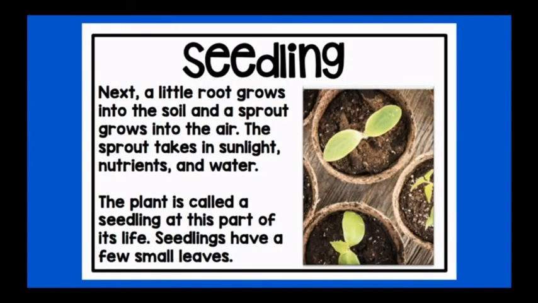Seedling. Next, a little root grows into the soil and a sprout grows into the air. The sprout takes in sunlight, nutrients, and water. The plant is called a seedling at this part of its life. Seedlings have a few small leaves.